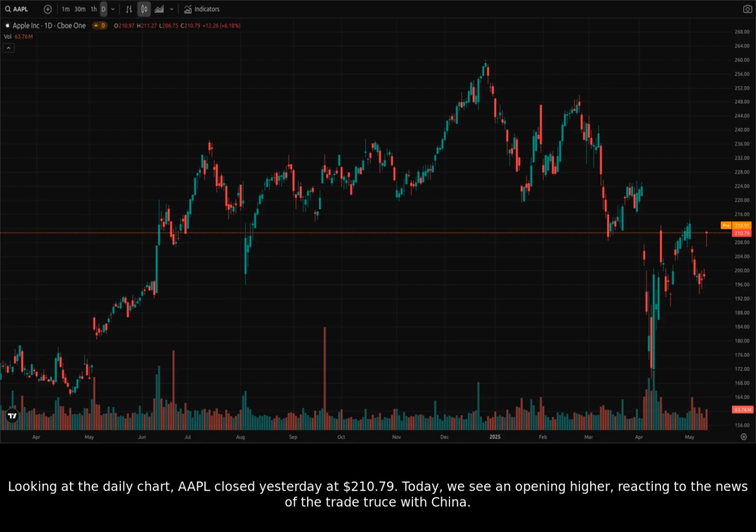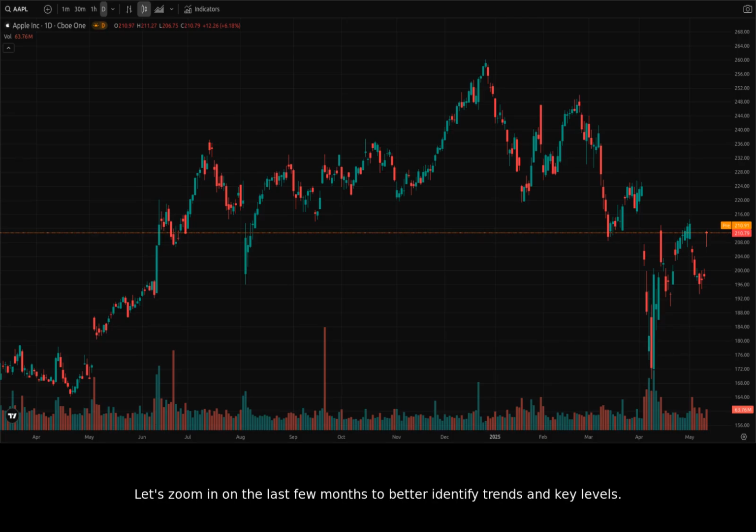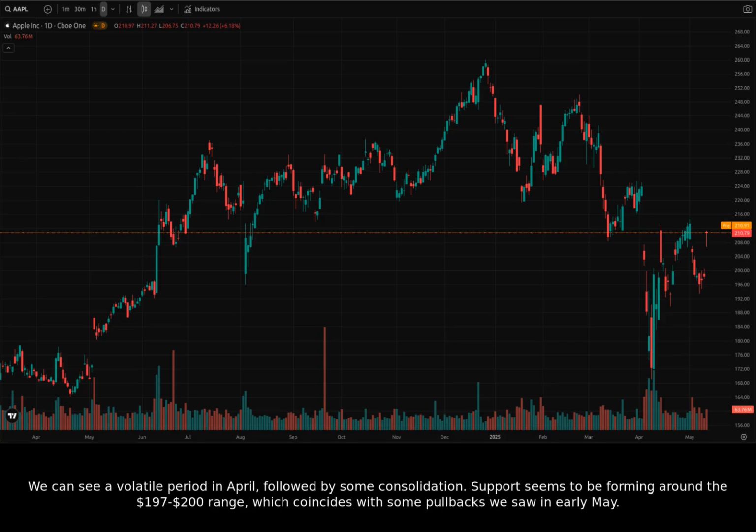Looking at the daily chart, Apple closed yesterday at $210.79. Today, we see an opening higher, reacting to the news of the trade truce with China. Let's zoom in on the last few months to better identify trends and key levels. We can see a volatile period in April, followed by some consolidation.